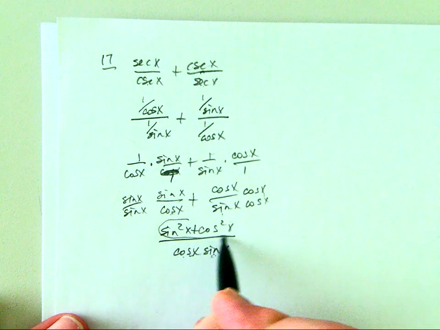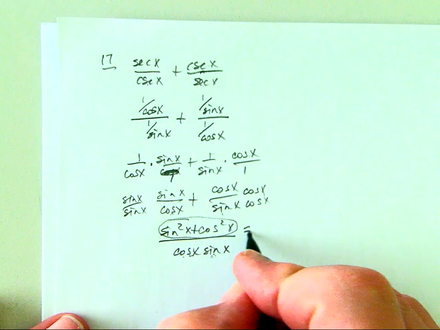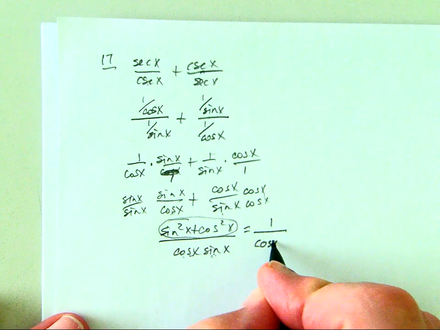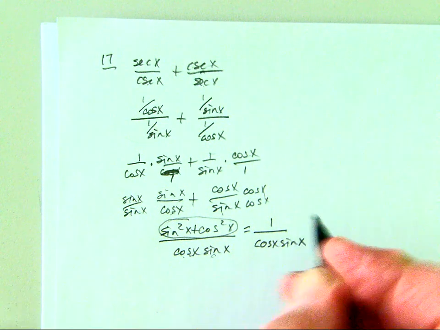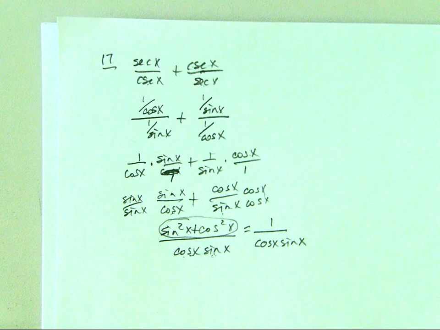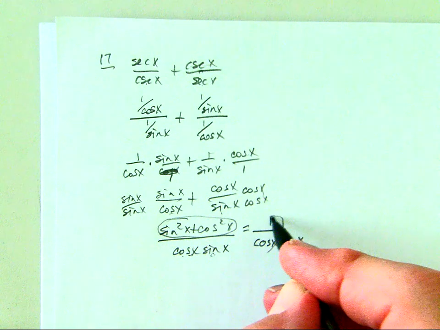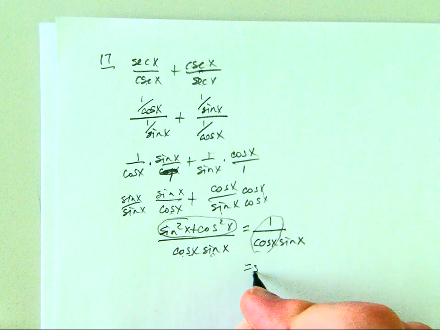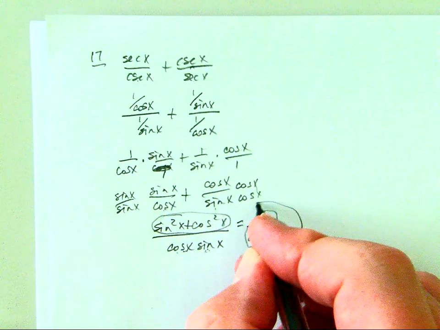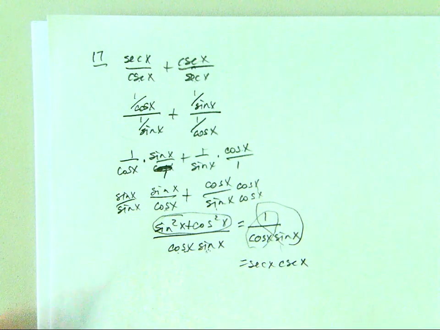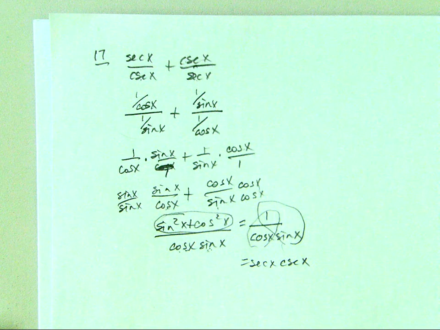Well, that on top, that's one of our identities. Sine squared plus cosine squared is 1. So we get this. You could leave that for an answer, that's fine. Or if you wanted to, you could say, well, 1 over cosine is secant. 1 over sine is cosecant. You could write it like that. So either one of these is a correct answer.